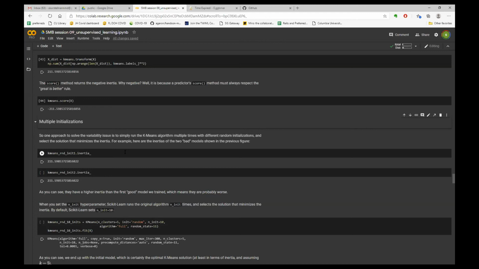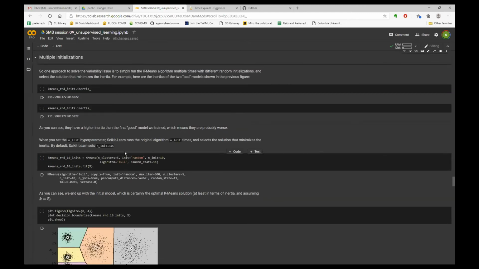All right, multiple initializations. The solution that he suggests is to run k-means multiple times with different random inits and select the solution that minimizes the L2 distance. For example, here are the inertias of two bad models.